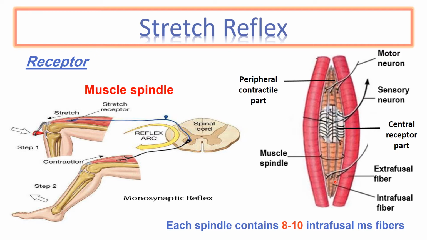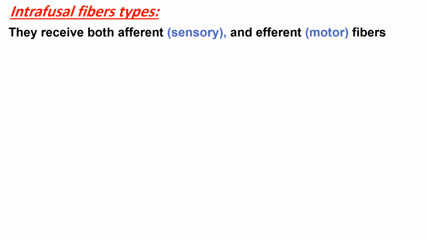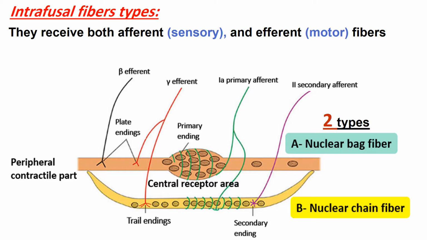So the extrafusal muscle fibers have the ability to contract. It receives, not sends, motor fibers to make it contract. Okay? So this is the muscle spindle: central receptor part and peripheral contractile part. The intrafusal muscle fibers receive afferent sensory fibers, as we mentioned in the previous slide, and efferent motor fibers. Okay? What are the afferent?